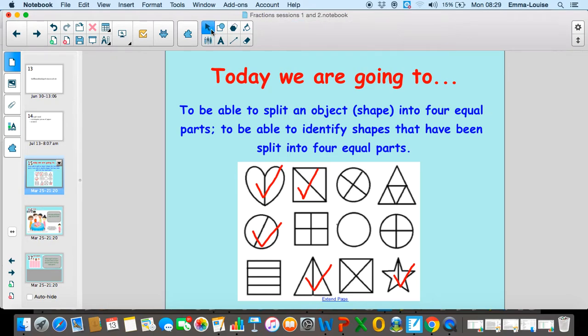But today we're going to look more closely at sharing or splitting an object, a shape, into four equal parts. We're going to be identifying shapes that have been shared or split into four equal parts as well. So yesterday, even though there could be more than two parts, there were only two people who wanted to share those things. Today, there's going to be four people.